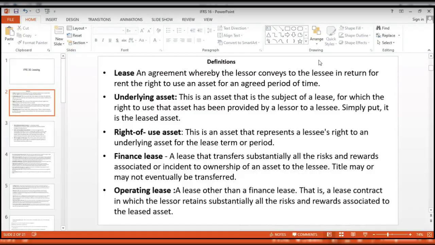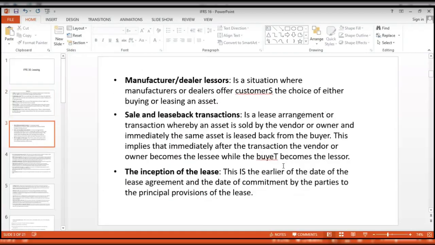And then we have operating lease. A lease other than a finance lease, that's what we call operating lease, because there are just 2 types. If it's not finance, it will be operating. That is a lease contract in which the lessor retains substantially all the risks and rewards associated to the leased assets. So we are trying to define different terms we'll be using in this standard as we study it, so that you get familiar with them, and when we are using them, you'll not be saying what is this, what is that.